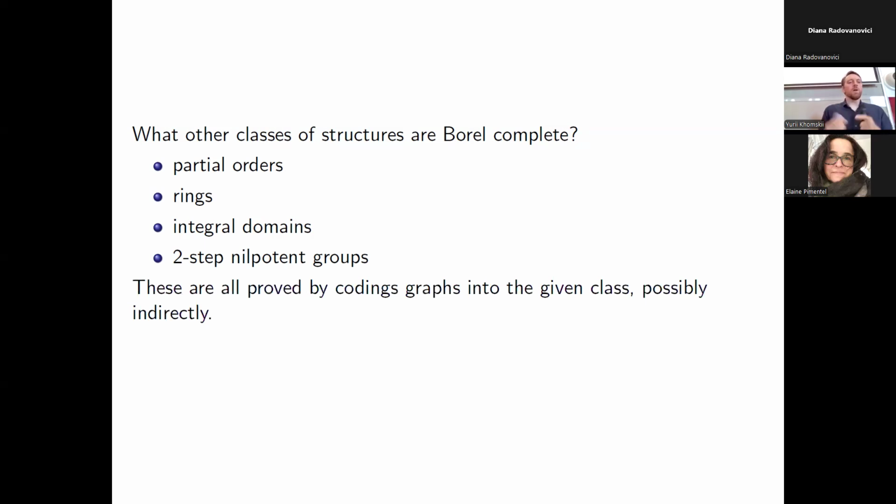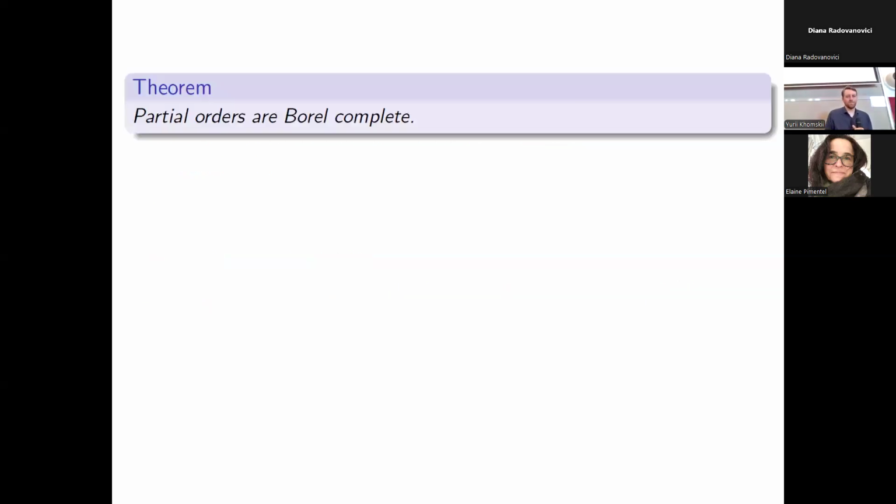There's some way of coding graphs into the given class. Sometimes you might do it a little indirectly. So in Maria's talk this morning, she wanted to code arithmetic into something. And instead of coding arithmetic in, she first passed to partial orders and then encoded the partial orders. So it might be that, because of whatever structure you're trying to code into, it might be easier not to code graphs, but to code something else. But I think in the vast majority of cases, graphs are the easiest thing to code.